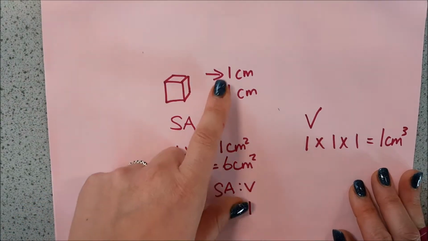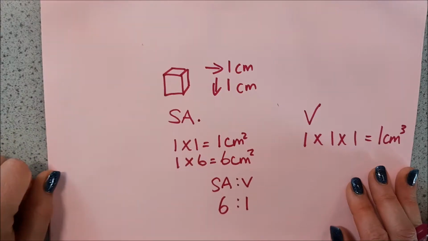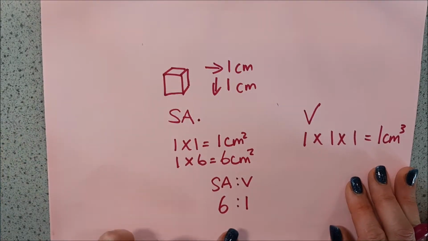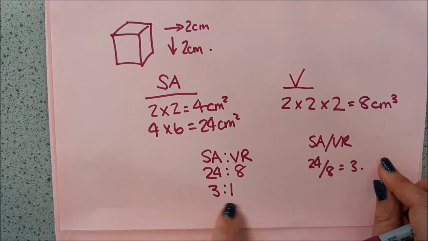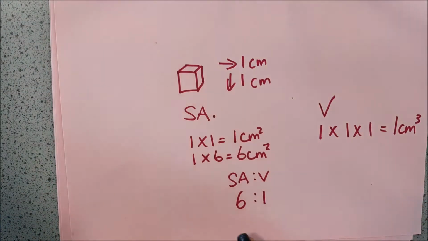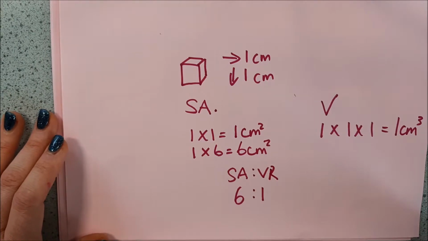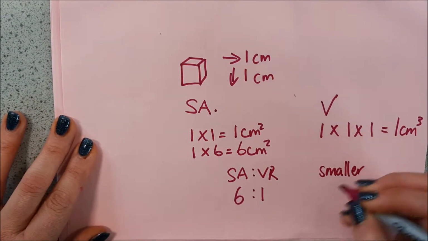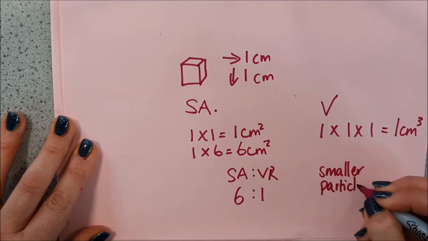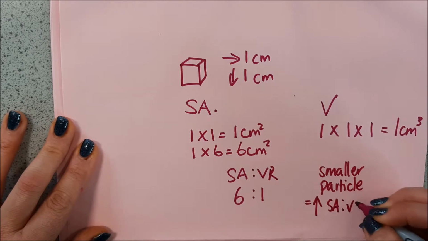So I have halved the amount of width and height of my cube. I've halved the size of my cube, but my surface area to volume ratio has doubled, because for this one I had 2 centimetres by 2 centimetres, 3 to 1. For this, I've got 6 to 1. So my surface area to volume ratio is 6 to 1, which means that essentially the smaller the particle, the greater the surface area to volume ratio.